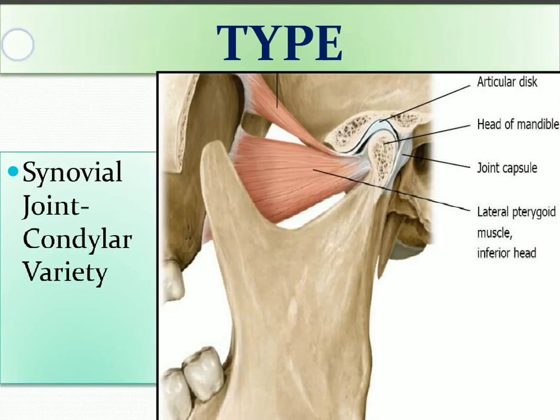and it is of course a type of synovial joint. So you can see here in the figure also, this is the head of the mandible, the ovoid articular surface, and it fits into this fossa, this elliptical cavity above.